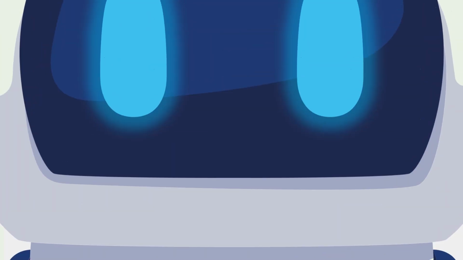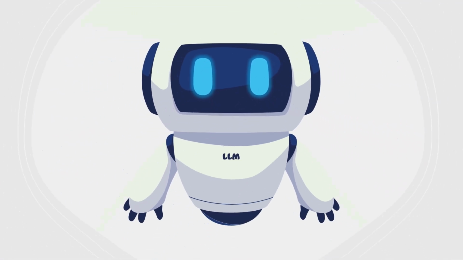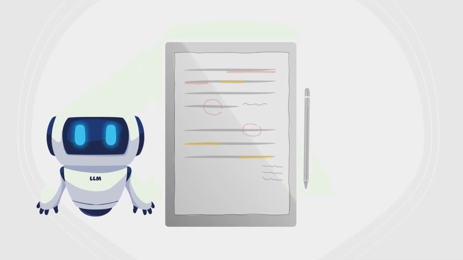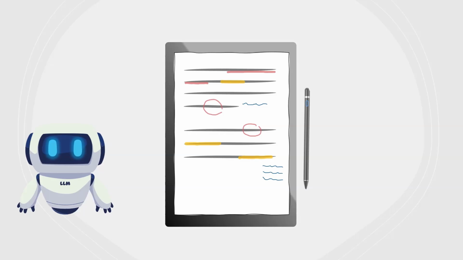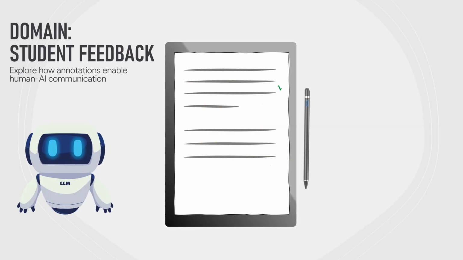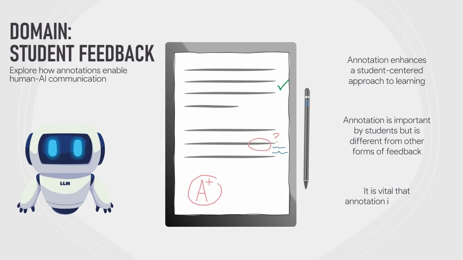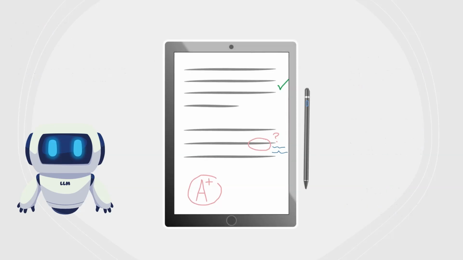This is where LLMs come into play. They have extensive knowledge across multiple domains and enable human-AI collaboration. Our goal is to explore how annotations support and enable human-AI communication. To frame this in a practical context, we chose a specific domain of student feedback. Annotation enhances the student-centered approach to learning, but it is a different form of feedback, and it's also vital that annotations are used and received appropriately.